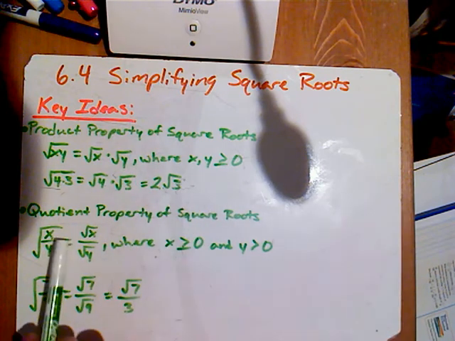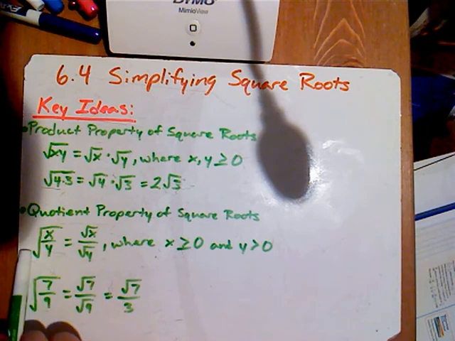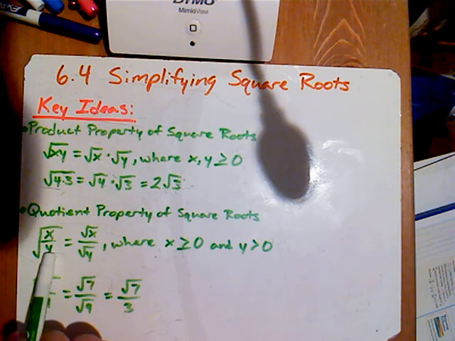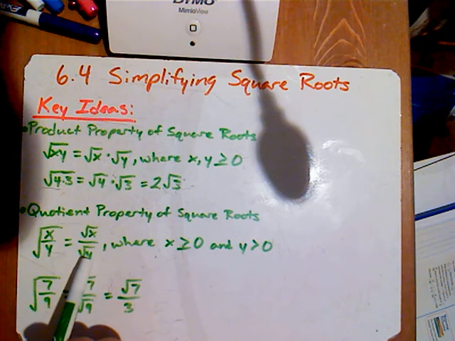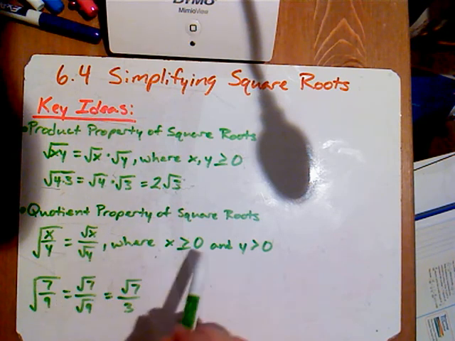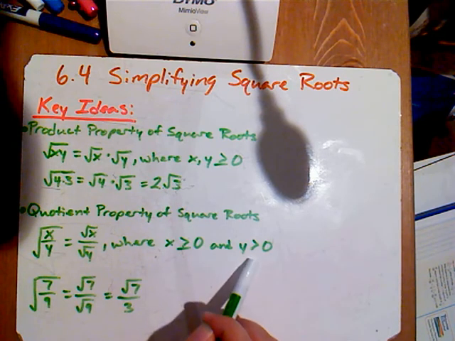And then we have the quotient property of square roots. With this one, the square root of x divided by y equals the square root of x divided by the square root of y, where x is greater than or equal to 0 and y is greater than 0.